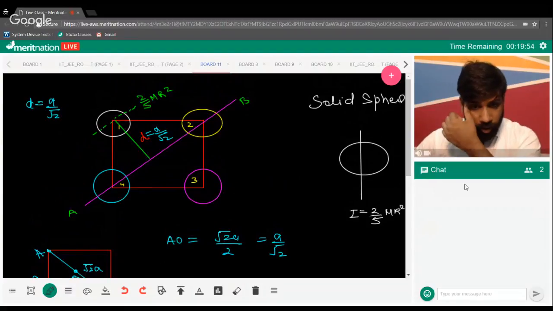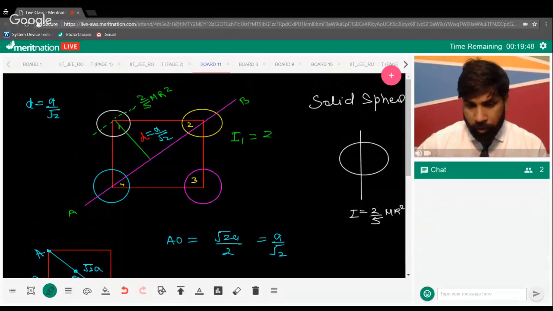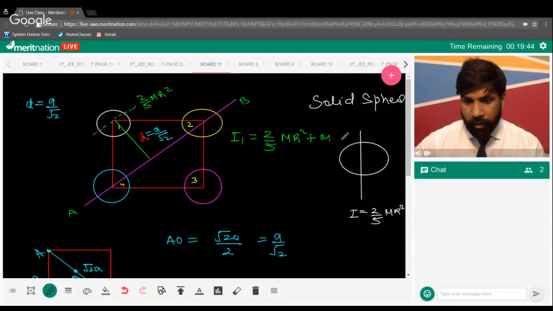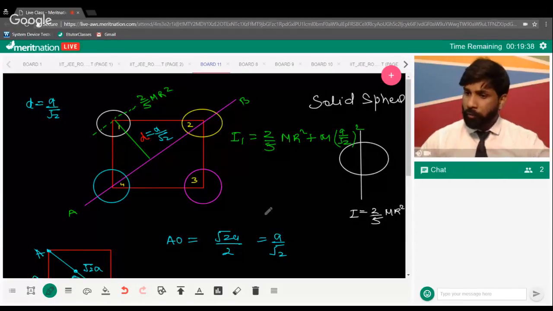Okay, so now what will be the moment of inertia of the first sphere about this pink color axis, beta? I1 is equal to 2 by 5 mr square plus m into d square. And here d is what? A by root 2 whole square. Okay, this is the moment of inertia of the first sphere about this pink color axis.